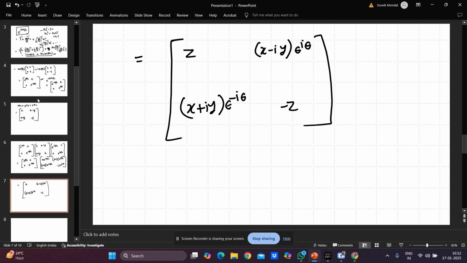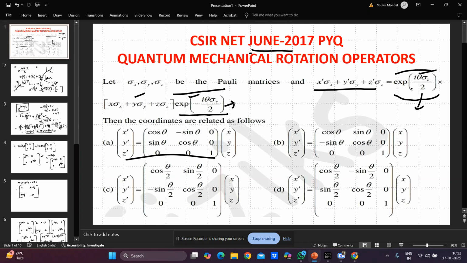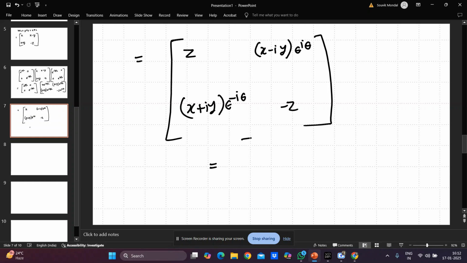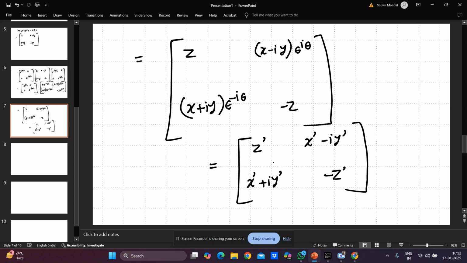Okay, now you have to compare this with the LHS. What is your LHS? LHS is x prime sigma x, y prime sigma y, z prime sigma z. So this is simply z prime, x prime minus iy prime, x prime plus iy prime, and minus z prime. You can very easily guess it is a rotation about the z direction because the z coordinate doesn't change, and you can easily get the correct rotation operator from this. But if you need further clarification, you can solve it further.